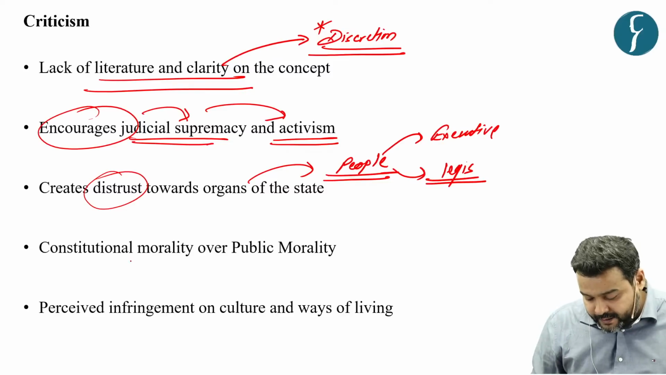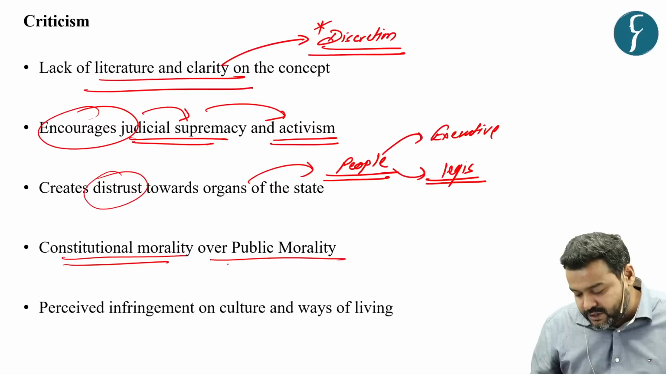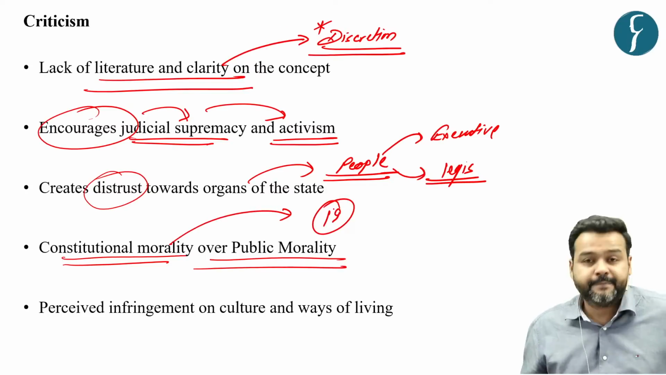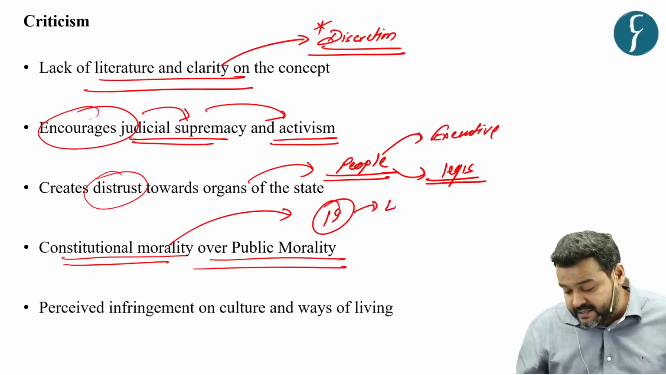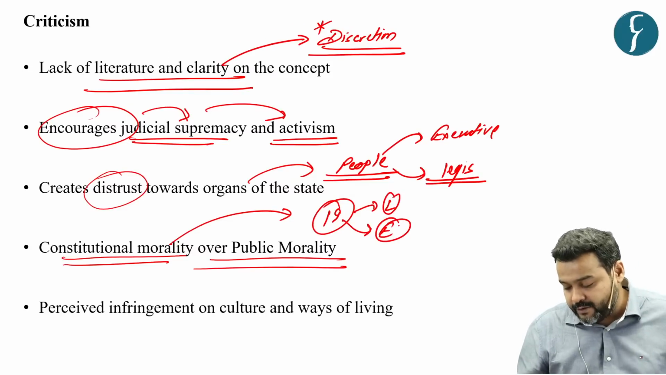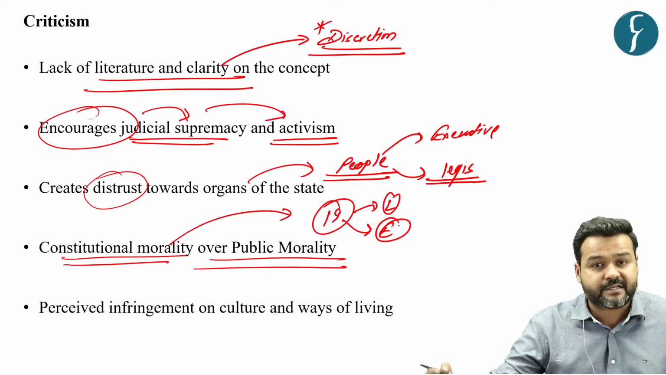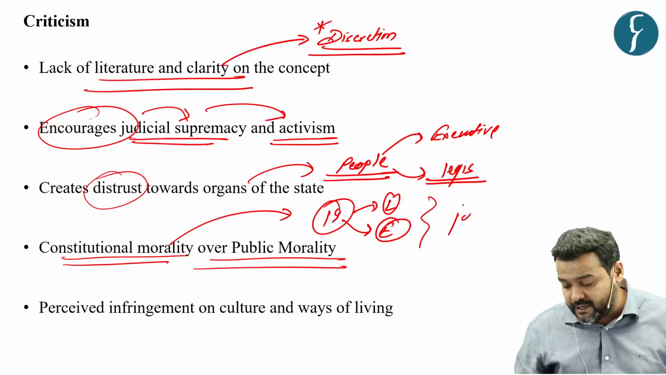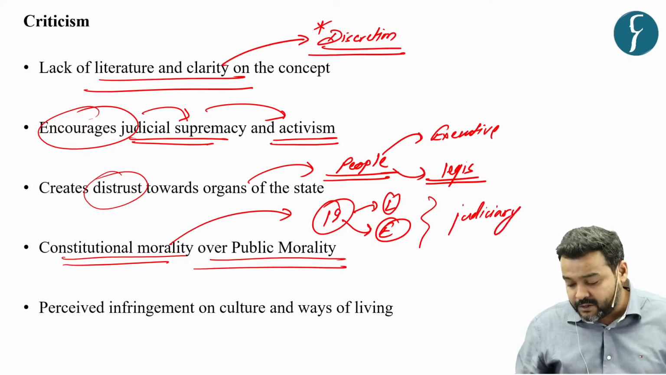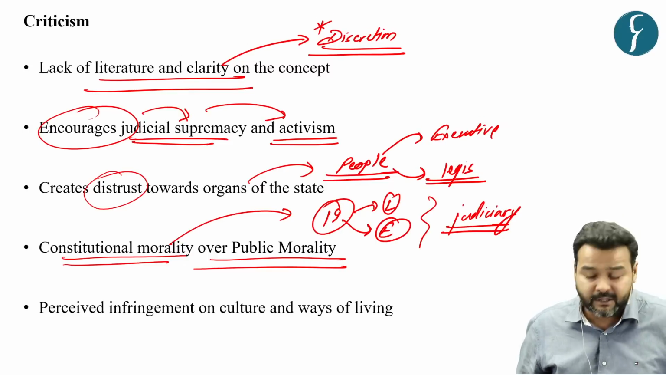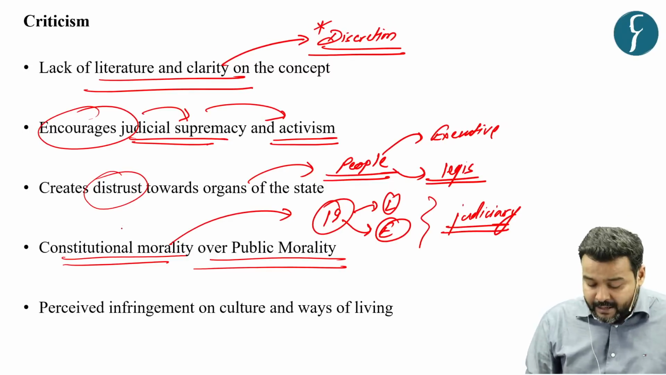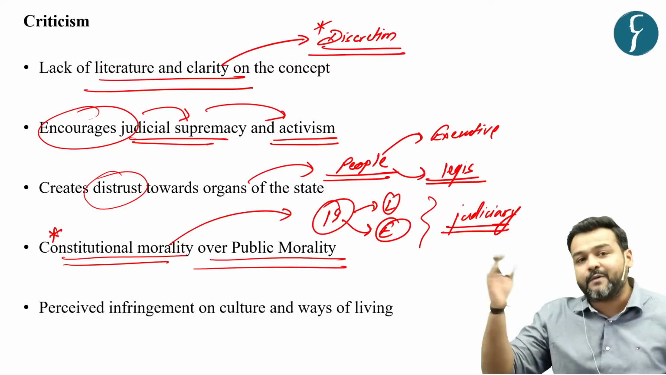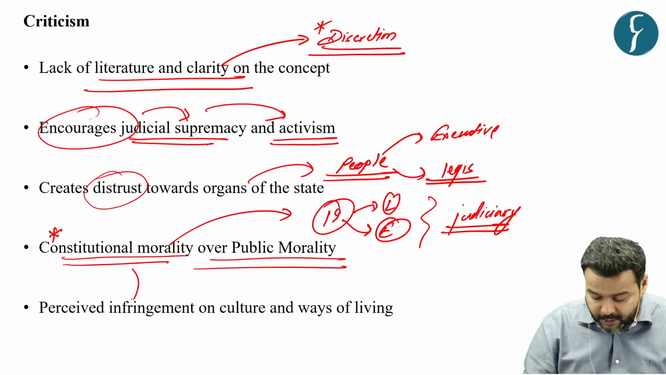Thirdly, the term that we have already discussed, constitutional morality over public morality. Now, Article 19 gives power to the legislature and executive to provide for qualified restrictions on fundamental rights. But here the judiciary is performing this function. So this is against the separation of powers, as well as you are consistently putting constitutional morality over public morality. And what would be the outcome?